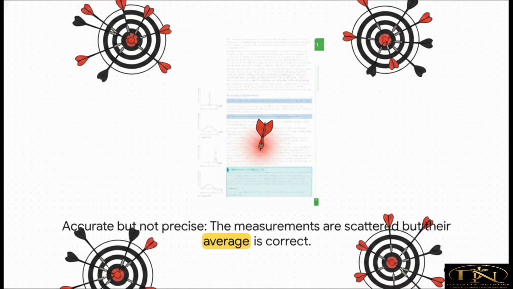The best way to think about this is a dartboard. So look at these dots. They're all over the place, right? That means they are not precise. But, and this is the key part, if you were to average out all those scattered spots, you'd land right in the center of the bullseye. That's accuracy without precision. Your results are right on average, but any single measurement is kind of all over the map, usually because of random errors.